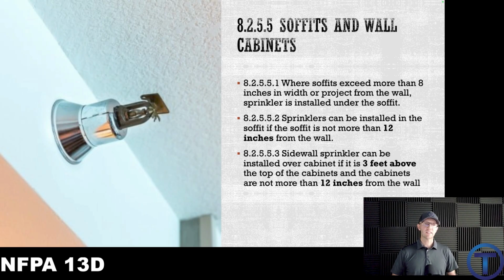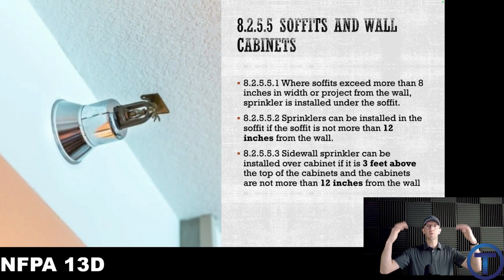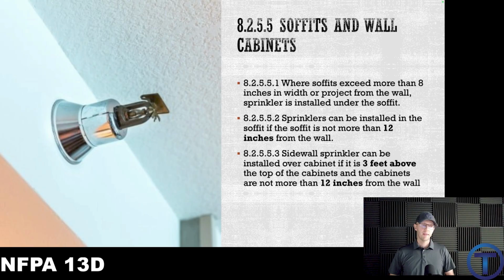The first section says that if the soffit exceeds more than 8 inches in width or projection from the wall, the sprinkler shall be under the soffit. So where possible, if you have a raised ceiling, you want to have the sprinkler below that. The second section there says sprinklers can be installed in the soffit if the soffit is not more than 12 inches from the wall.